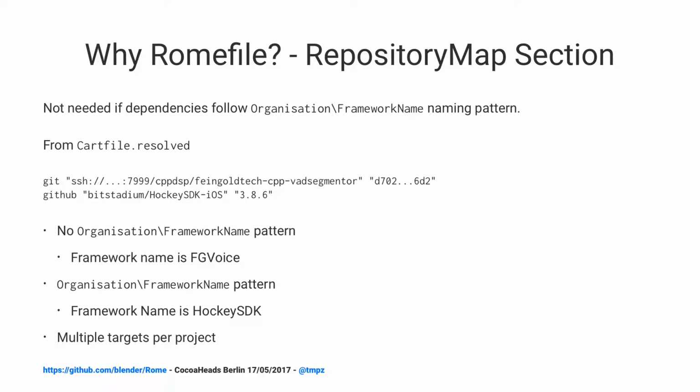in just one project. So say you have Hockey SDK iOS, and that produces also another framework called Hockey SDK Common, for example, right? And when you build with Carthage, it will build both. So this is why you need this mapping.